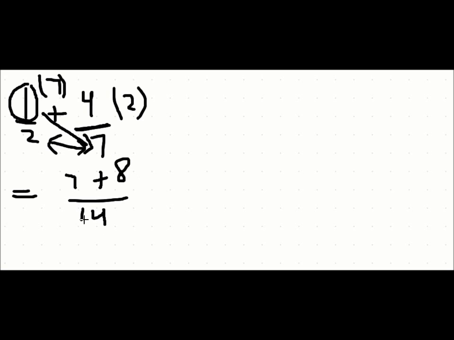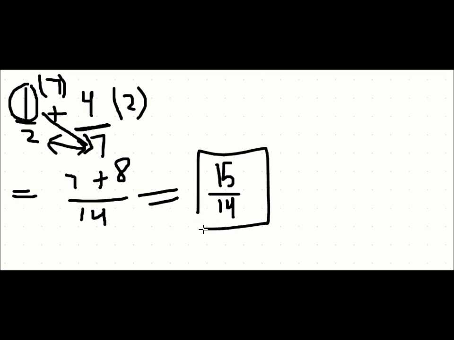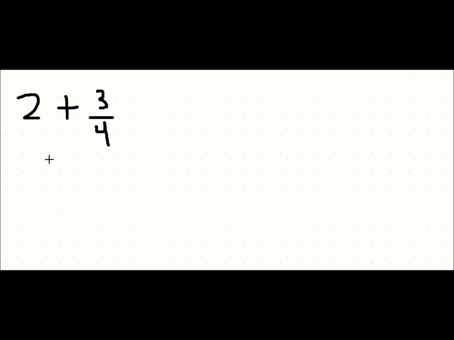And since we have a common denominator now, you can add the numerators, and that's how you get your final answer. So 7 plus 8 is 15. And at the bottom is your 14. This would be your final answer. This is the easiest method to solve this type of fractional addition problem. So now we move on to our second example.